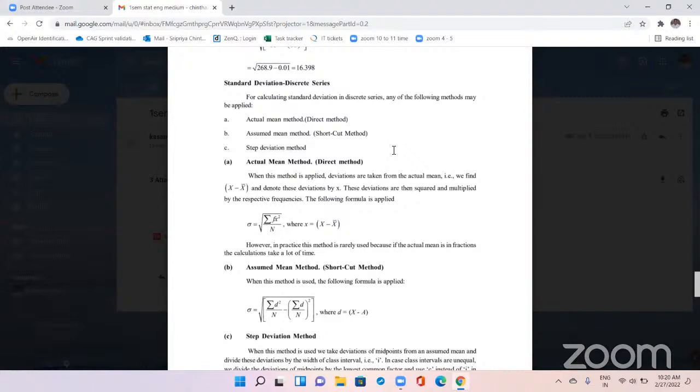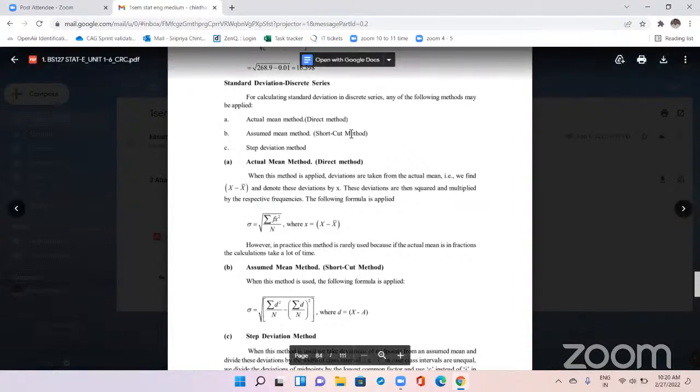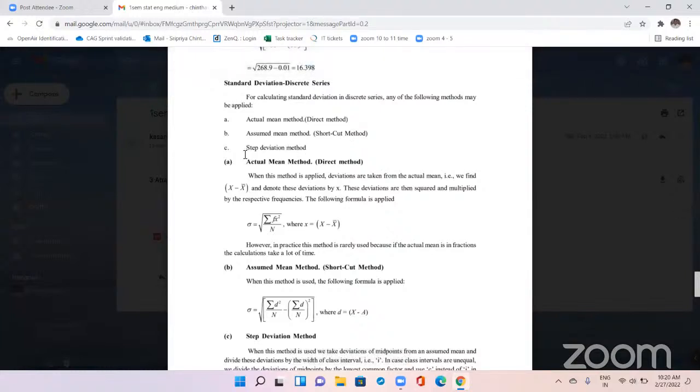For calculating standard deviation in a discrete series, any one of the methods may be applied. One is the actual mean method, known as the direct method. The second is the assumed mean method, the shortcut method. The third is the step deviation method. So in a discrete series we have 3 methods, while in an individual series we have 2 methods.